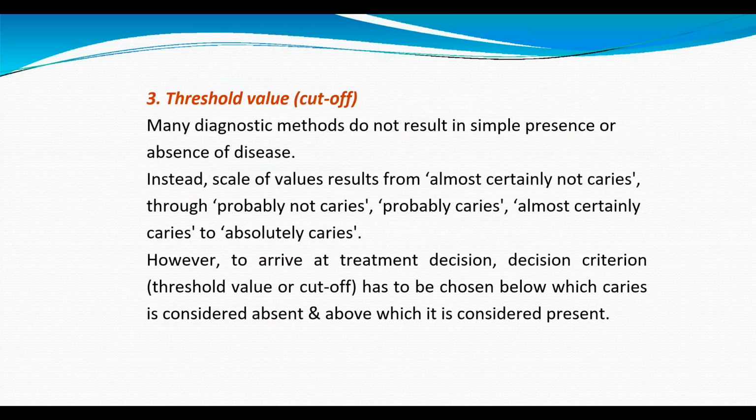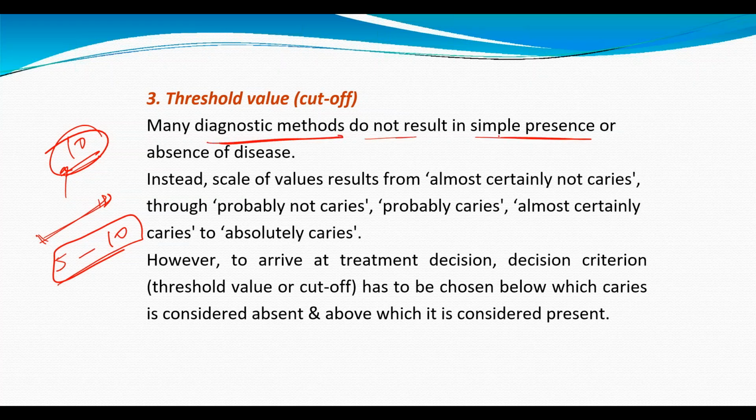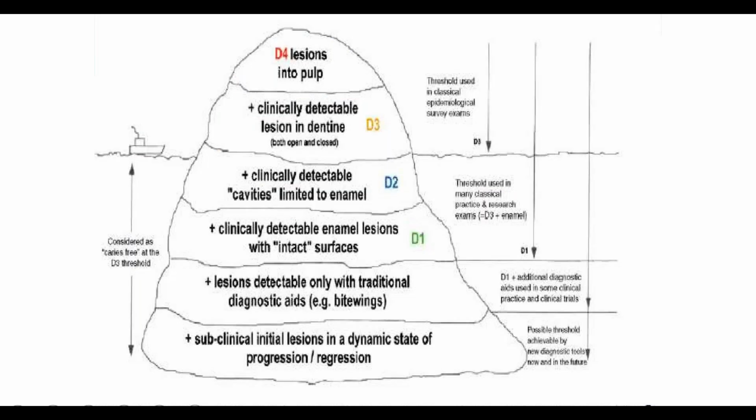Then coming to the threshold value. If for a particular test you get the value as 10, then for a few diagnostic methods you won't get the accurate value. You might get a range of values, like from 5 to 10. So there is a range of values. There are a few diagnostic tools which do not result in simple presence or absence of the disease. Instead they give a scale of values, which is almost certainly, probably not. So these are threshold values, below which and above which the disease will be either present or not present.